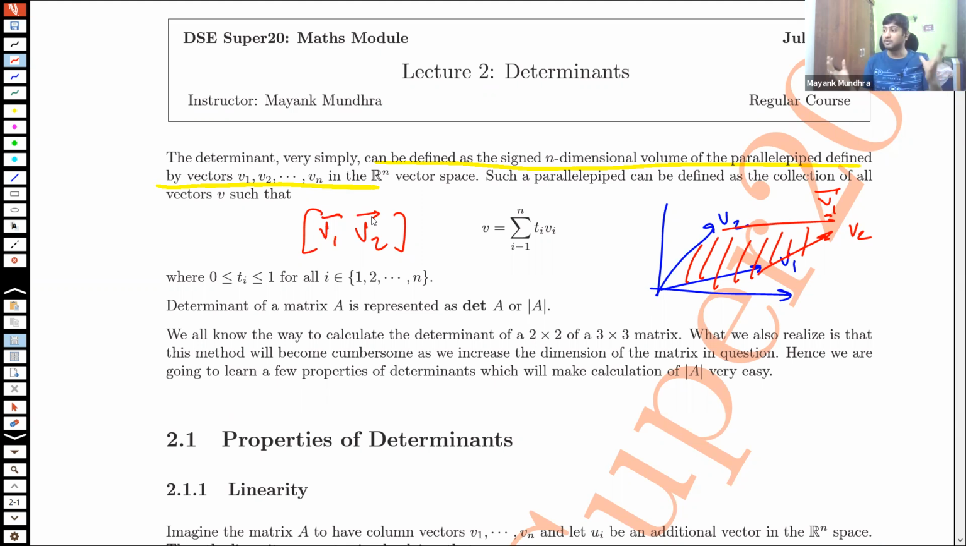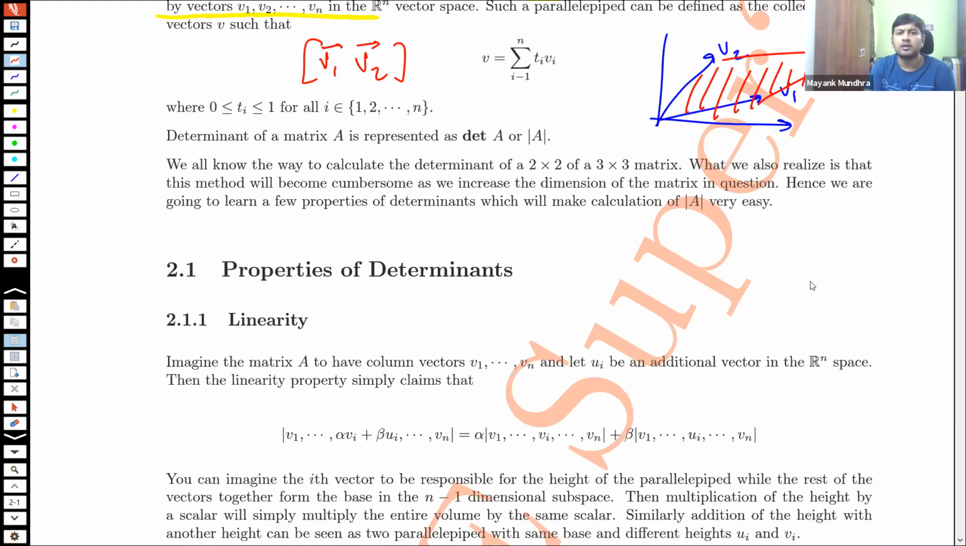So if you have 3 dimensions and 3 vectors, then the parallelogram is 2-dimensional, and when the same structure gets constructed in 3 dimensions, it's called a parallelepiped. The 3-dimensional parallelepiped which gets constructed, its volume will be given by the determinant of v1, v2, v3. So that's the physical interpretation. Now, the determinant of a matrix is represented as det A or mod of A.